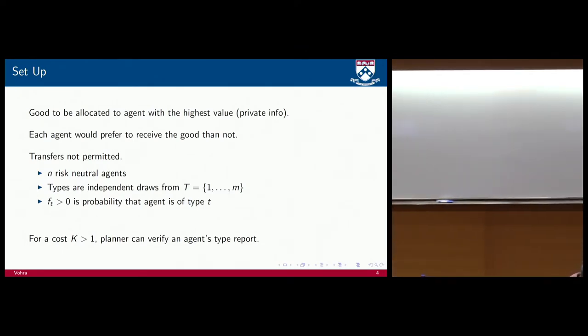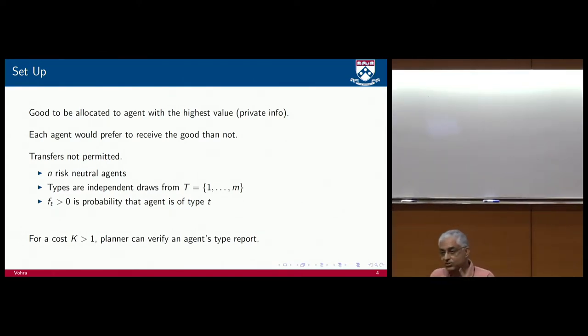So there's a good to be allocated, and only agents know the value of the good. That's their private information. Each agent would prefer to receive the good than not. So let me give you the story that Eddie and his co-authors tell. I am a dean. I have a faculty position to allocate between different departments.